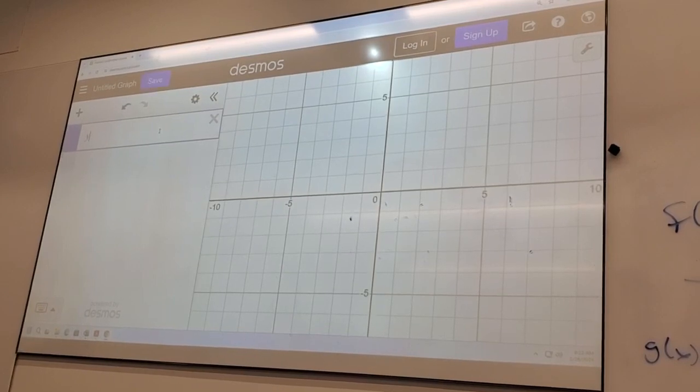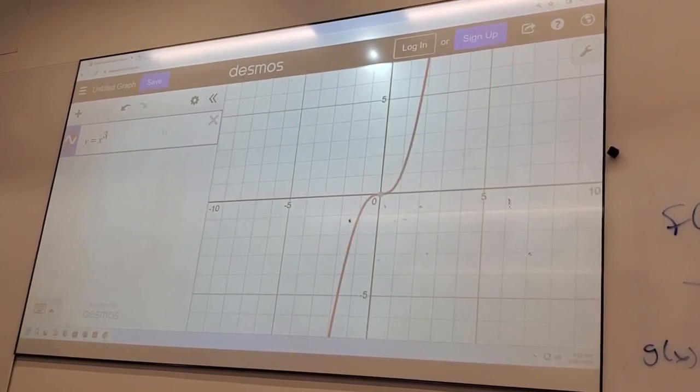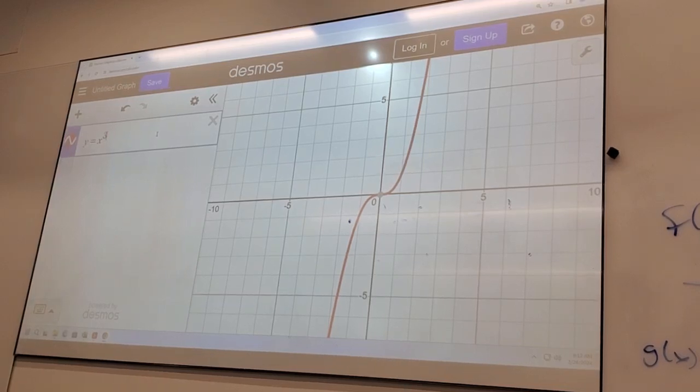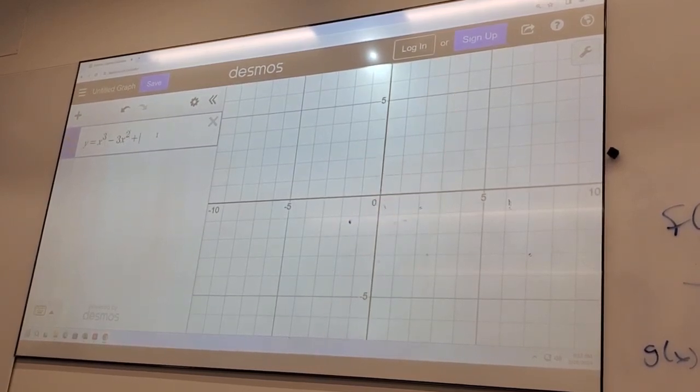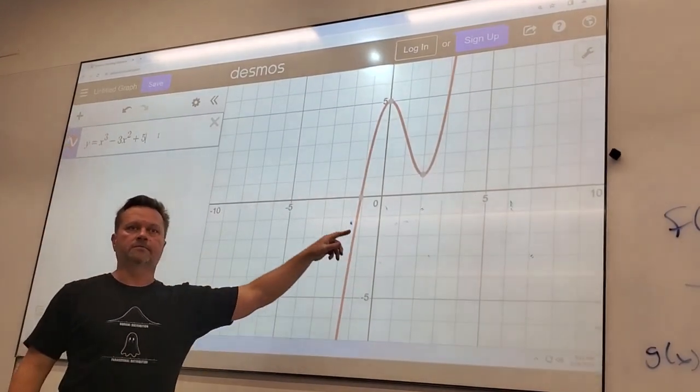So watch this. If I do y equals x to the third, obviously that's happening. So the end behavior is exactly what we would expect. Good old cactus going on, right? If I throw a few more terms in this, oh sure, that'll work. Do you see how it's still at the ends? Is it still doing the exact same thing at the ends?